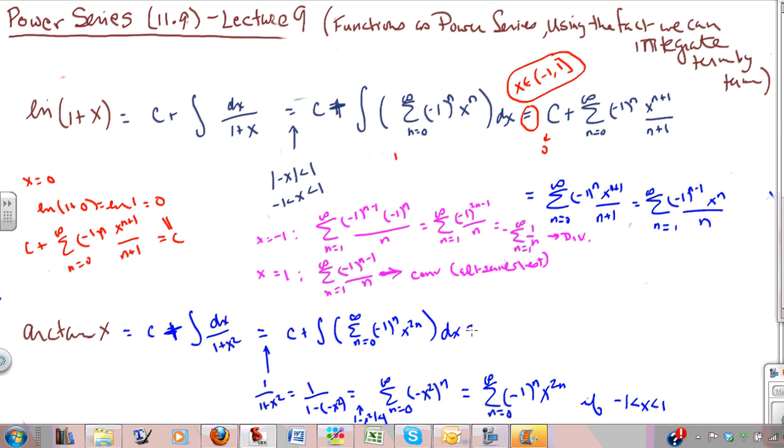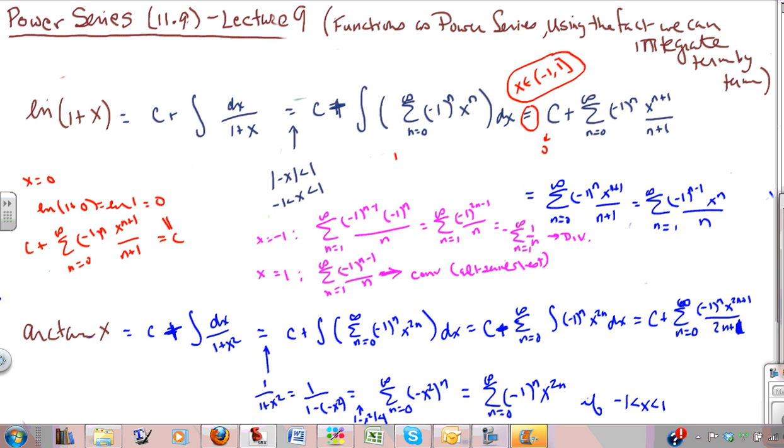But of course we can integrate term by term, that's the whole point. So that's plus the sum from n equals 0 to infinity of the integral of negative 1 to the n, x to the 2n dx. So we're summing up all those integrals, and of course we bring all the constants together, and that sum is going to be c plus the sum from n equals 0 to infinity of negative 1 to the n, x to the 2n plus 1 over 2n plus 1.